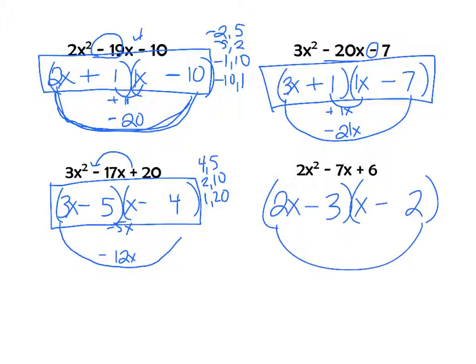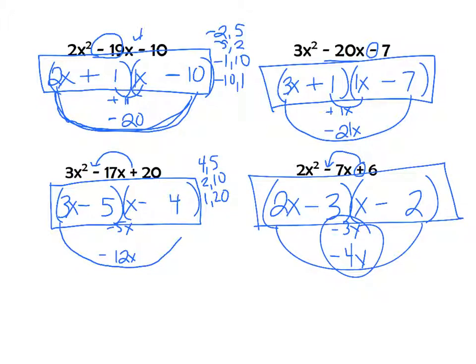All right, here's what I ended up with. I used the 2 and 3, factors of 6. Signs are the same. They're both minuses. And there's a negative 4x and a negative 3x. That's how I got to my 7x. So this right here would have been the answer. Now, if you ever swapped the 2 parenthesis sets, that's okay. That doesn't matter.